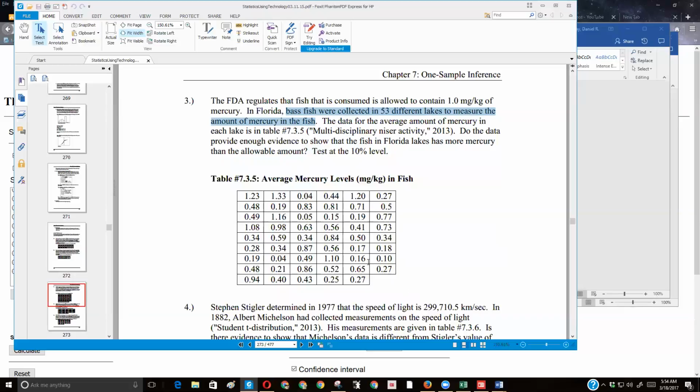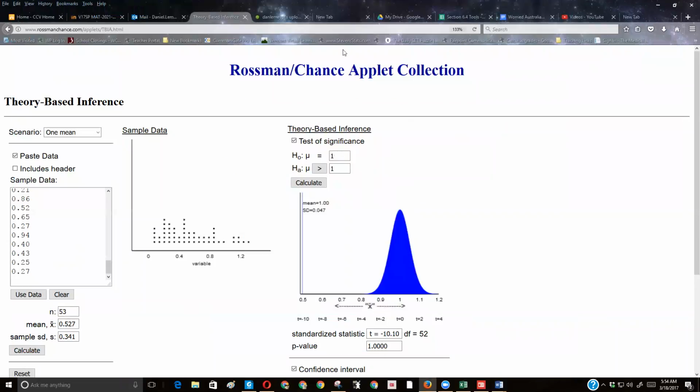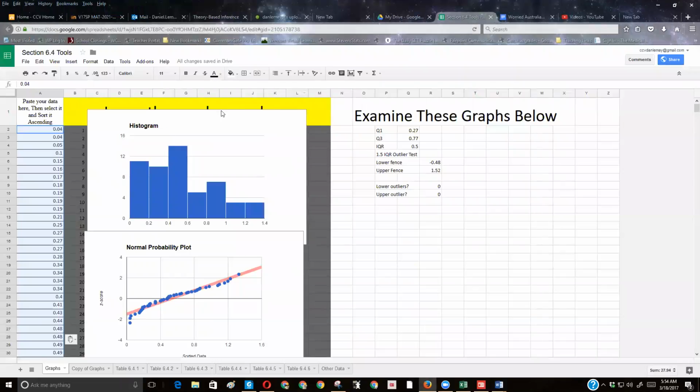So what I did is I copied out the data, and I loaded it onto that spreadsheet that I made you folks, and of course I pasted it in and sorted it. And what am I seeing? Let me get a pointer going here. I'm seeing a right skewed distribution, so that doesn't support that this is coming from a normal population.